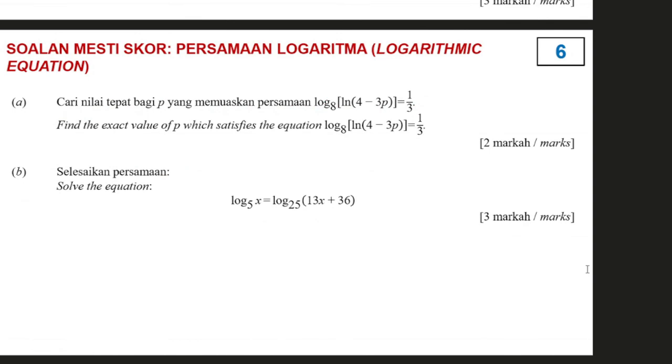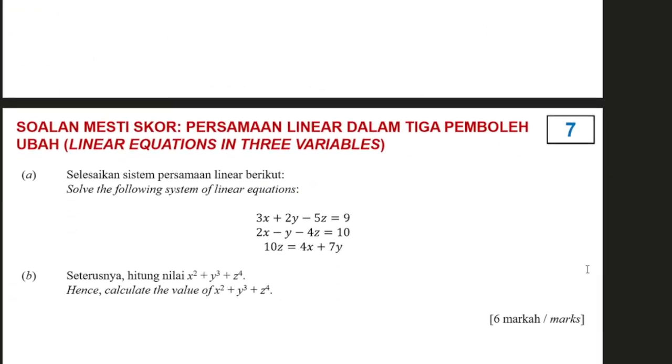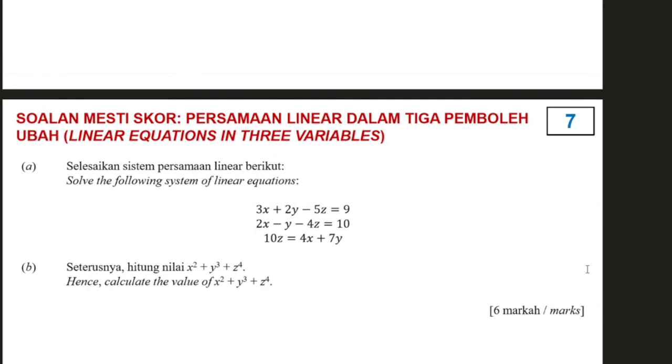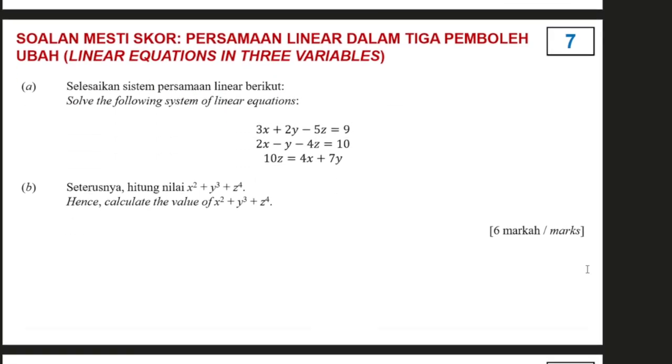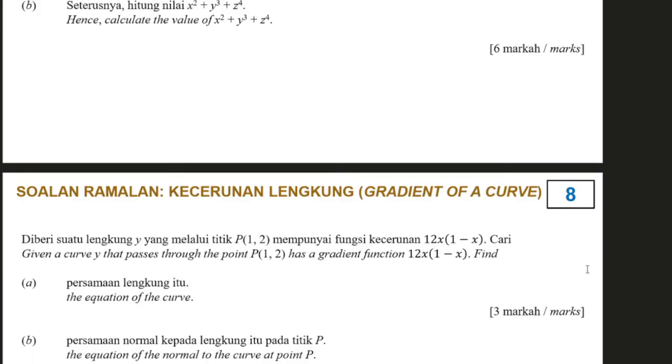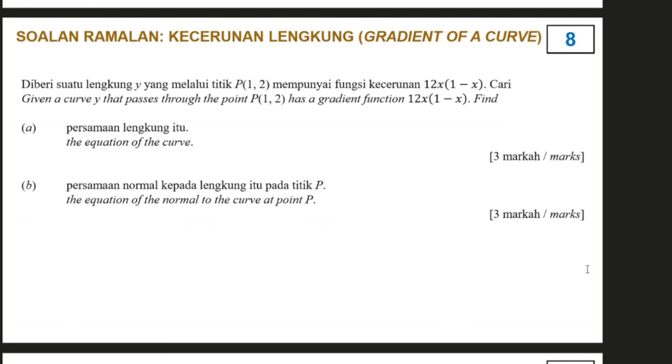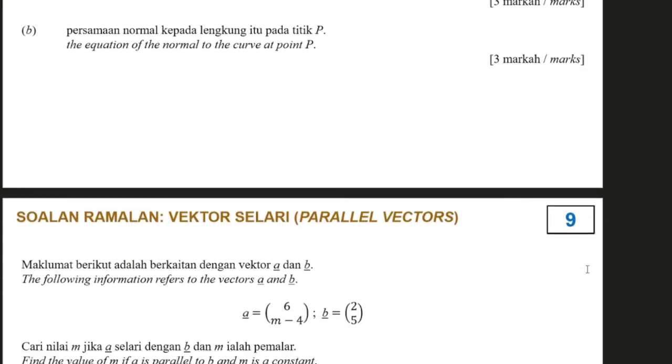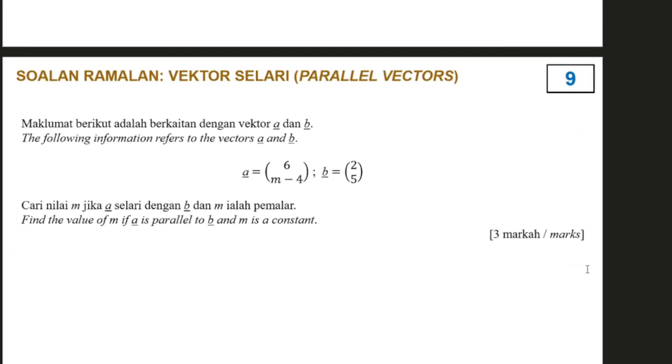Next one, log. Log is also very popular during the trial exam. Simultaneous equations can come up to 8 marks in paper 2. Gradient of a curve is chapter 7, right? This one is paper 1, also a very possible question, and paper 2 also. Parallel vectors is paper 1.